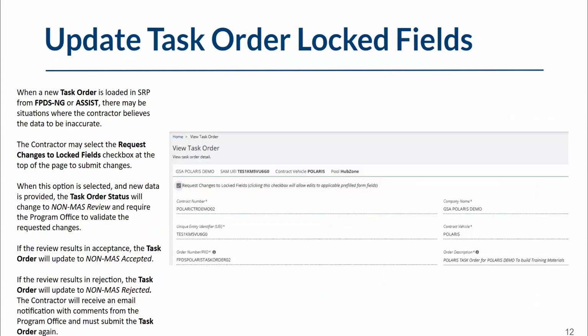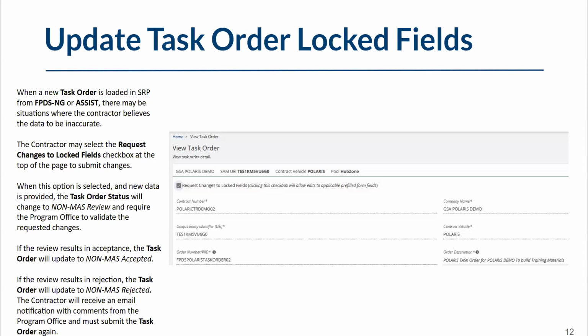When reviewing data that is automatically pushed into SRP from FPDS or Assist, you would find unlocked and locked fields on the review page. You can readily make edits to unlocked fields. However, to update records in locked fields, you would need to select the Request Changes to Locked Fields checkbox at the top of the page to edit the data. When this option is selected, the locked fields become unlocked, allowing new data to be entered.